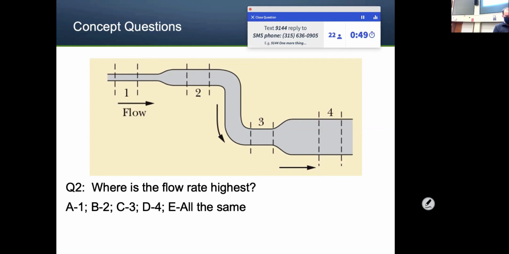20 seconds left. I did say it. It's true. And if you got one right, you assumed it to get it right. But hopefully everybody will get this one right. 6 seconds left. Okay, I'm going to stop it there.